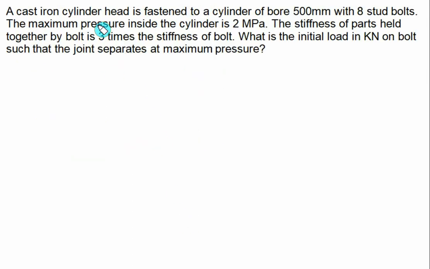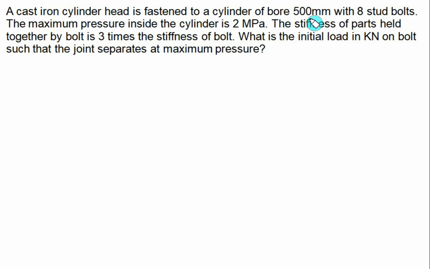A cast iron cylinder head is fastened to a cylinder of bore equal to 500 mm with 8 stud bolts. The maximum pressure inside the cylinder is 2 megapascal. The stiffness of the part held together by the bolt is 3 times the stiffness of the bolt. What is the initial load in kilonewton on the bolt such that the joint separates at a maximum pressure? Initial load, that is the preload, we have to calculate.